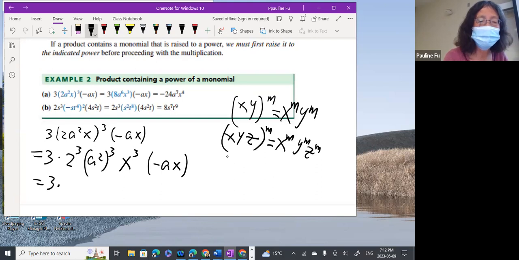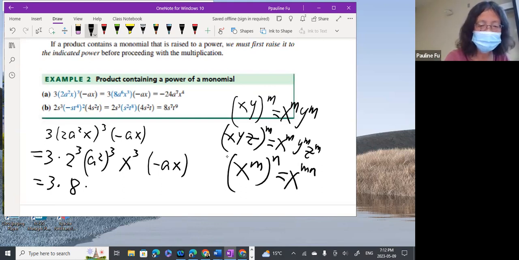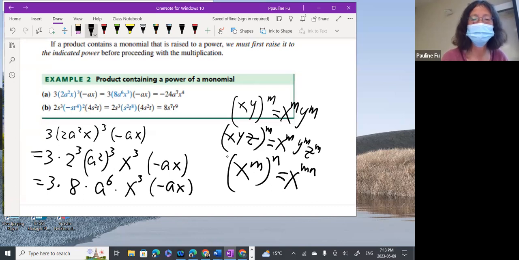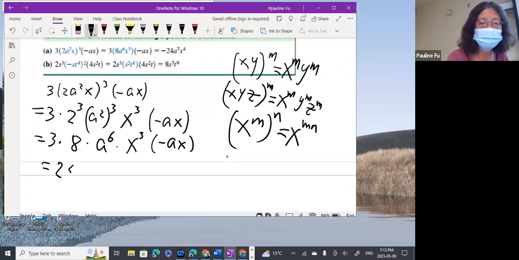And then I know 2 raised to power cube is 8. And then I use x raised to power m, then n equal to x raised to power m times n. So this a raised to power 2, then cube is a raised to power 6. Copy down x raised to power 3, copy down this one. And now 3 times 8, 24. And there is a negative sign here. I'll move it here, negative.